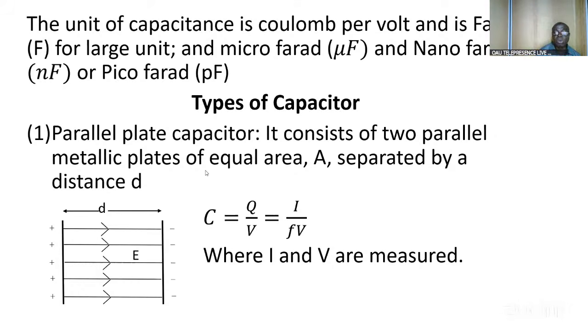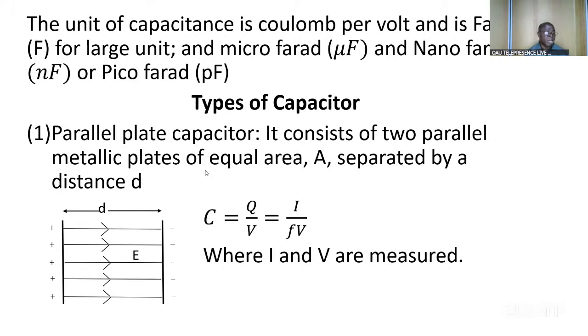So there are two types that we are going to talk about here. We have the parallel plates, and we also have the cylindrical capacitance. The first one that we are going to look at is the parallel plate capacitor. This one consists of two equal plates. Each of the plates is charged differently. Take, for example, one charged positive and the other negative.